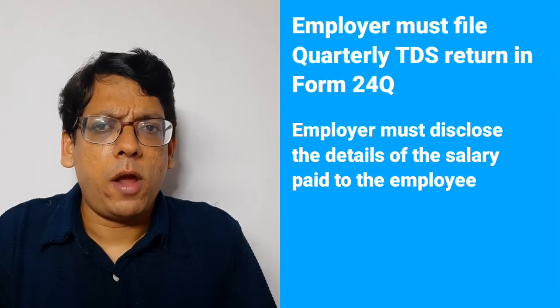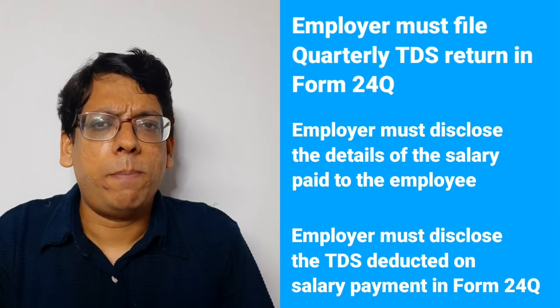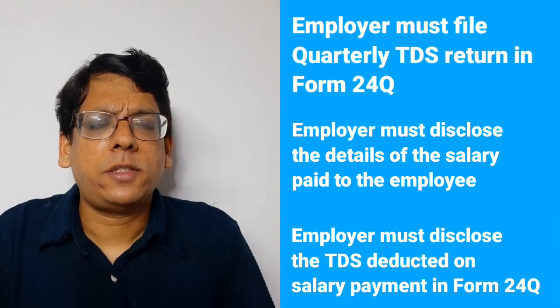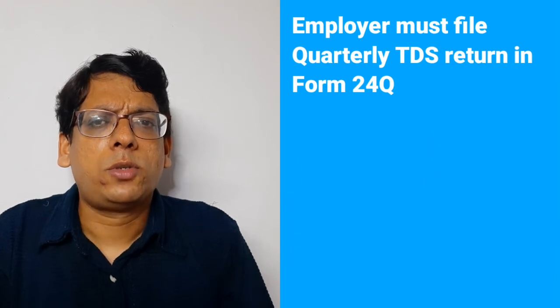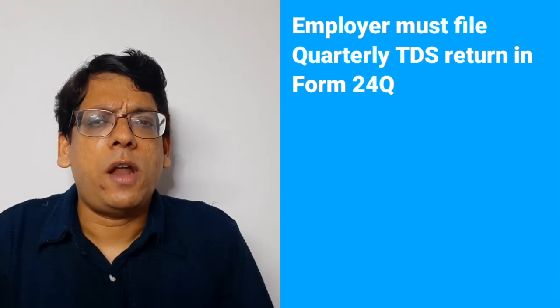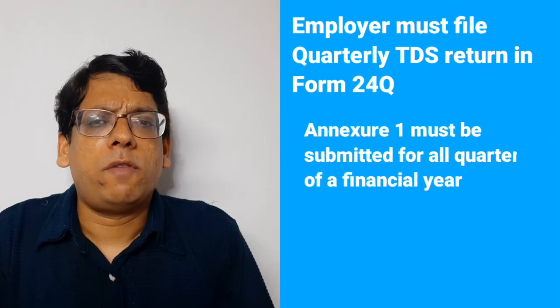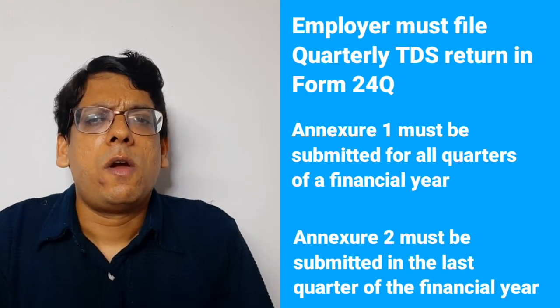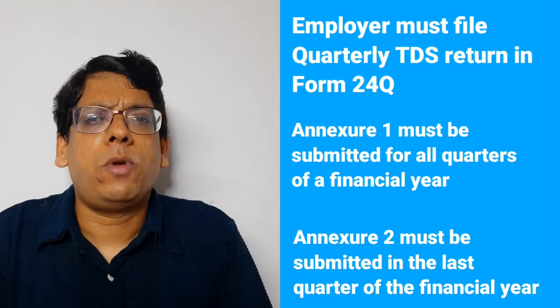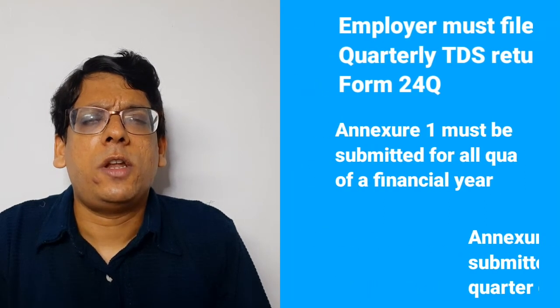In the form, the employer must disclose the details of the salary paid to the employee and the TDS that is deducted on the payment in Form 24Q. The Form 24Q has two annexures called Annexure 1 and Annexure 2. The Annexure 1 must be submitted for all the quarters of a financial year. The Annexure 2 must be submitted only in the last quarter of the financial year.